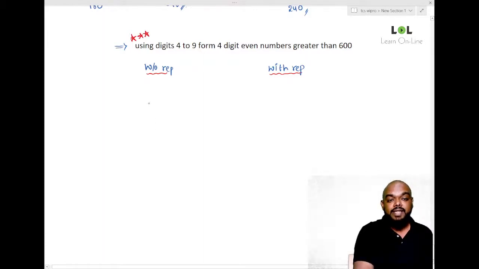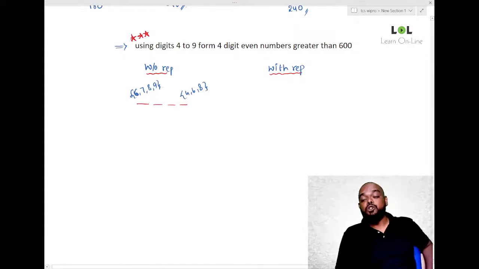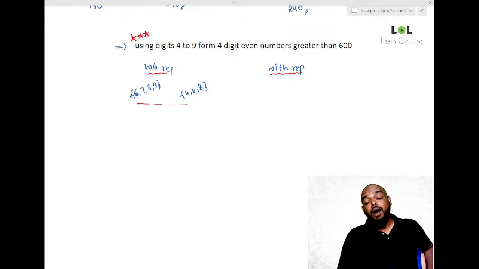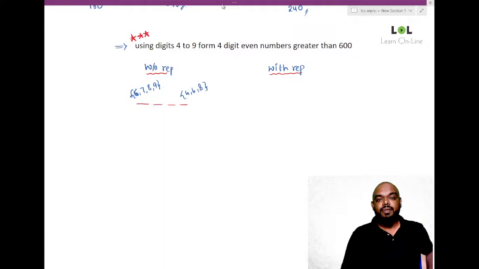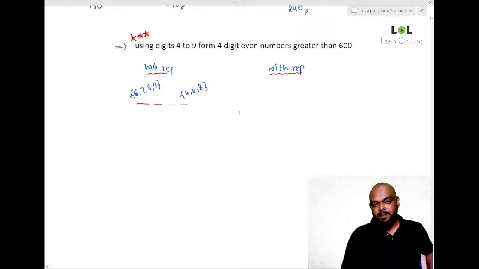You tell me, where should I start from? Look, first condition, what does it say? Even number means I should have even digits here. Those are 4, 6, 8. And here what is it? 6, 7, 8 or 9. Tell me, which place should I start with? Thousands place or units place? You tell me guys, anybody.